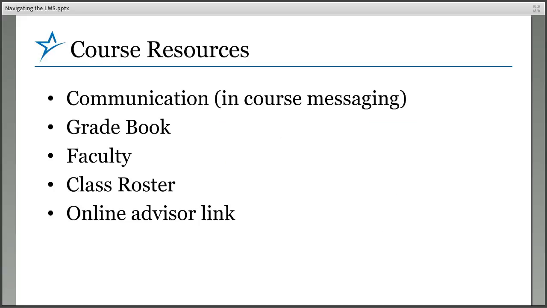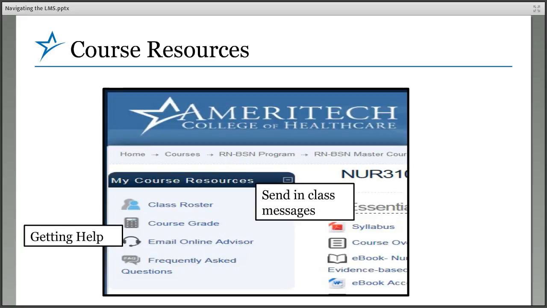As we move away from essential course materials in the course, now we're going to review course level resources: communication, gradebook, class roster, and another location for you to have access to the online advisor link. As you look to the left in your course homepage, you will identify where these course level resources are housed. Getting help is as easy as clicking the email link to the online advisor.